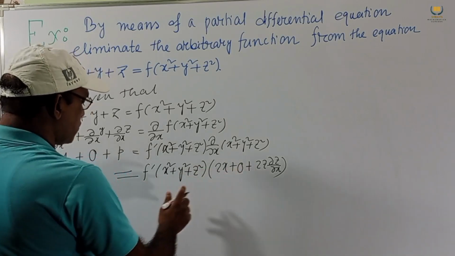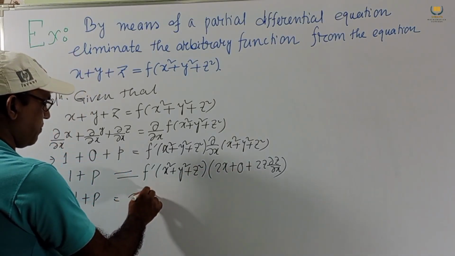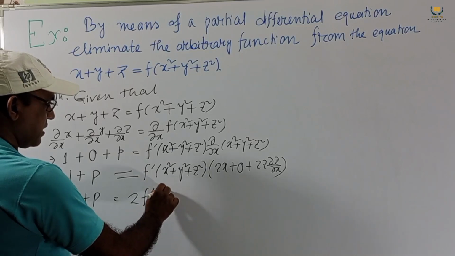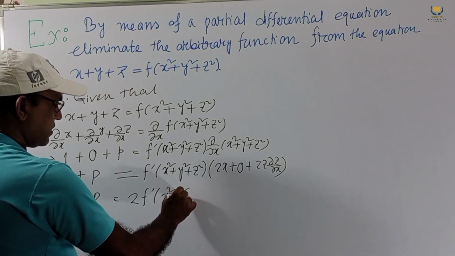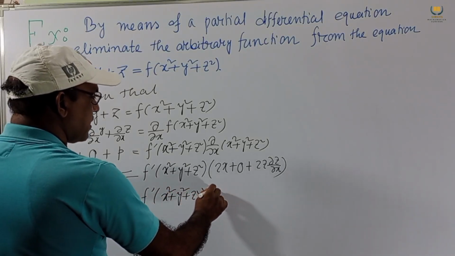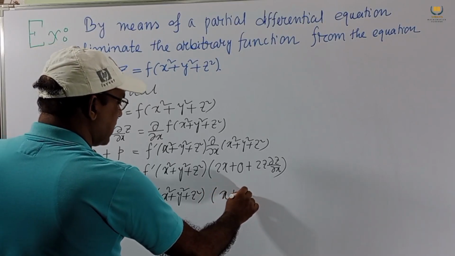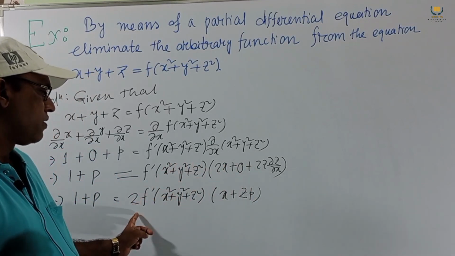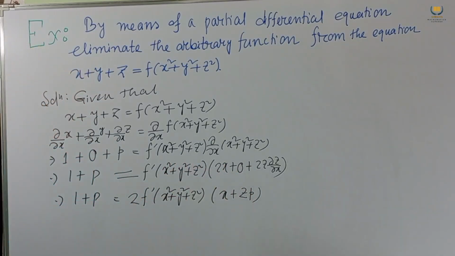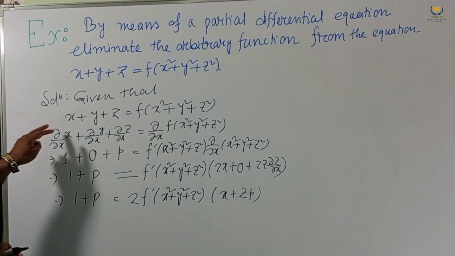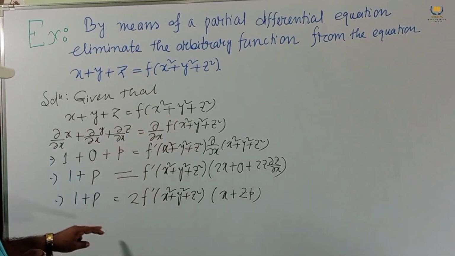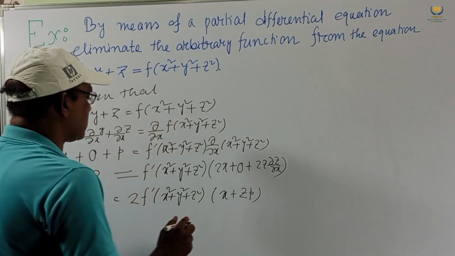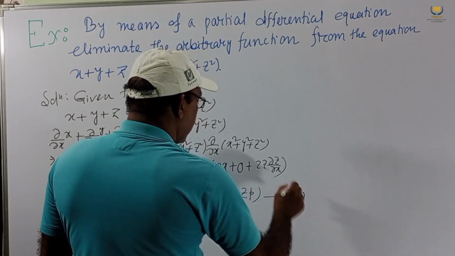From these two terms 2 is common, then f dash 2 into f dash (x square plus y square plus z square) x plus z into p, ∂z/∂x is p. 2 is common, we get this one. So by differentiating with respect to x partially, we get this is our relation. This number we consider 1.